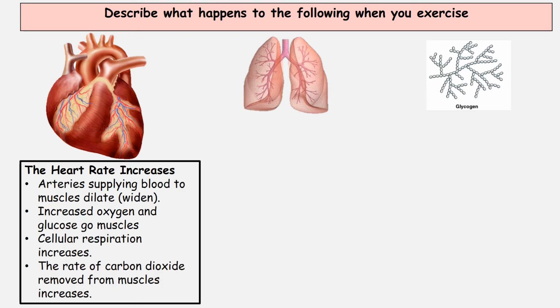So we'll start with the heart rate. Now, hopefully you found that the heart rate increases. That's because arteries supplying blood to the muscles dilate, so they get wider, so more blood can pass through it. Increased oxygen and glucose can then get to the muscles because cellular respiration is increasing, aerobic respiration is increasing, and also we need to remove that carbon dioxide from the muscles that's been made as well.